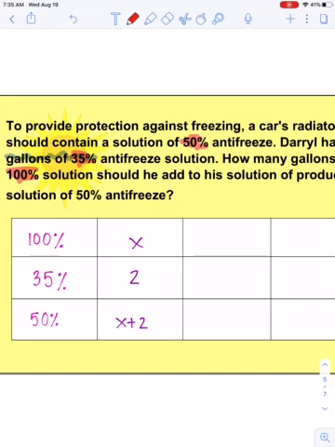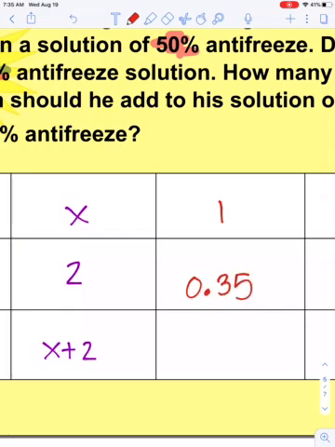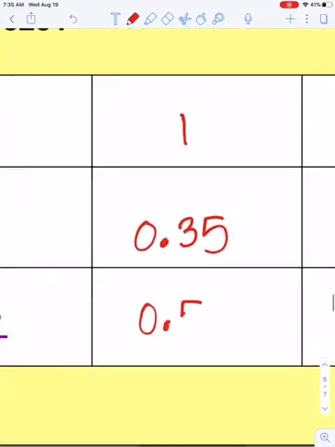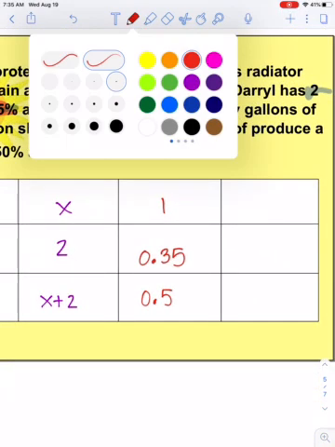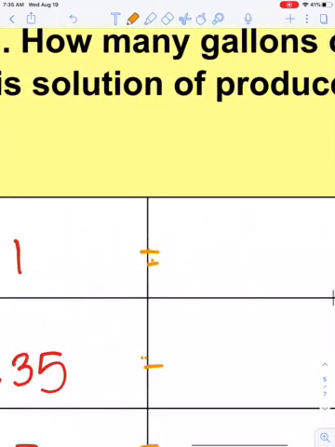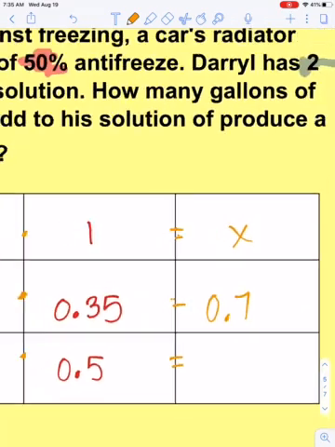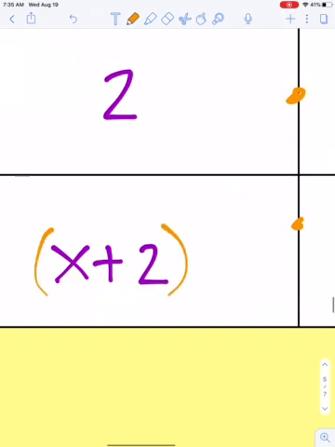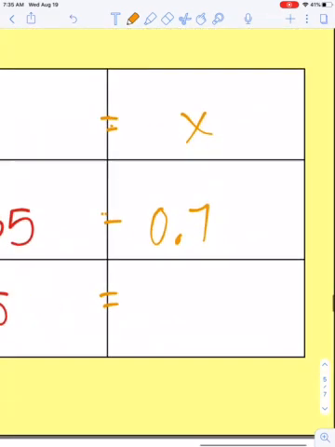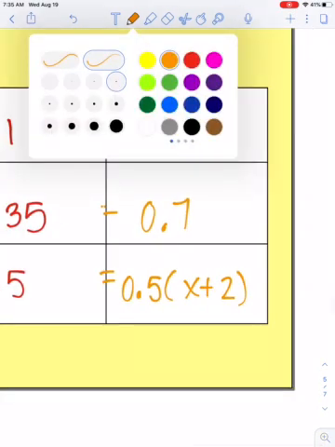Percentages as decimals. In the third column, 100% as a decimal, quote unquote, is just 1. 35% as a decimal is 0.35. And then 50% is 0.5. Your last column you always get by multiplying your middle 2 columns together. So x times 1 is just x. 2 times 0.35 is 0.7. And then this one, remember, has to go in parentheses with a 0.5 on the outside and x plus 2 inside.